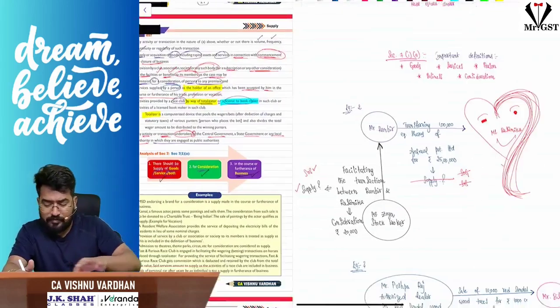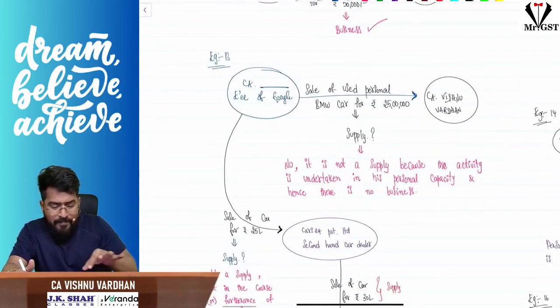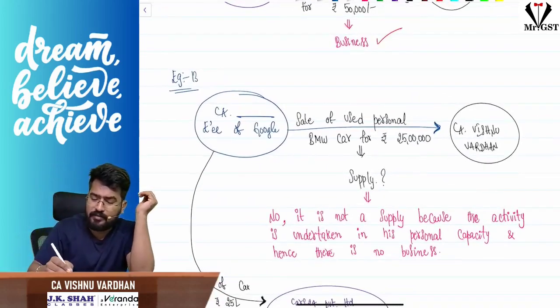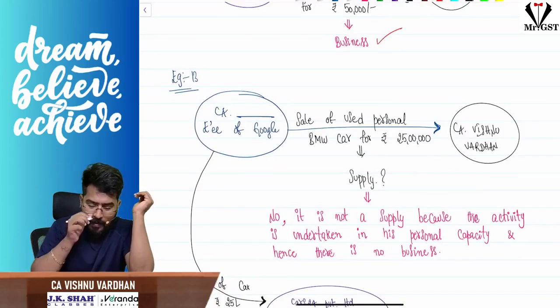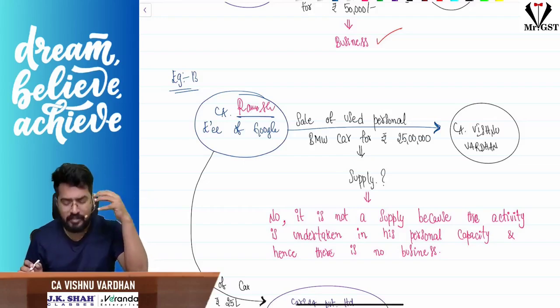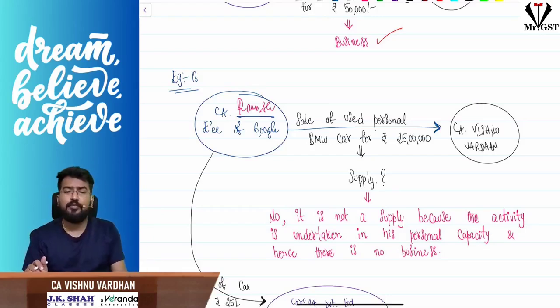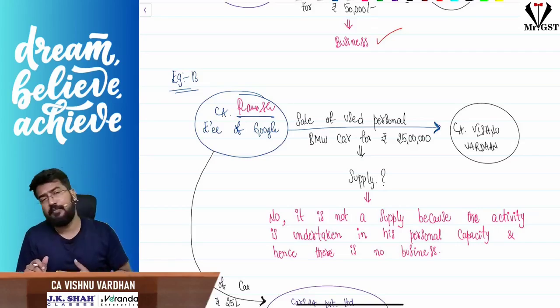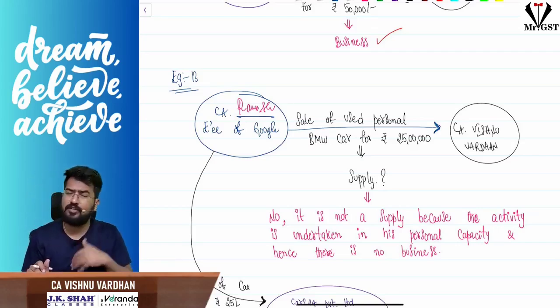For example, let us assume CA Ramesh, employee of Google, is selling his personally used BMW car to CA Vishnuvardhan for 25 lakhs. Is this supply? No, this cannot be called supply because he is selling this car in his personal capacity. This is not business for him. This is not in the course or furtherance of business.